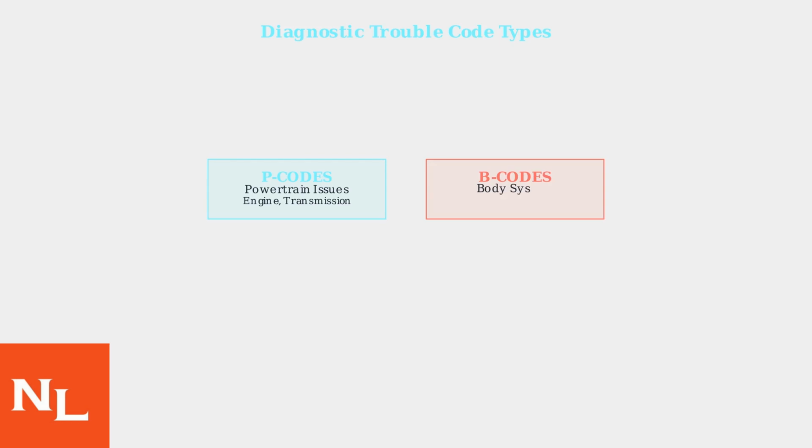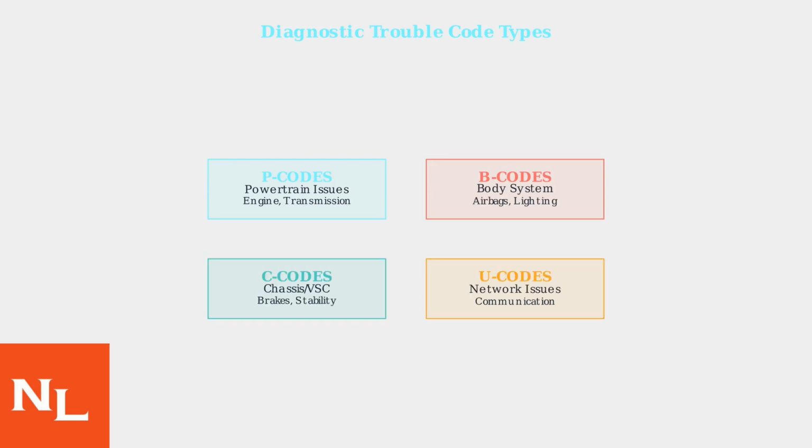Diagnostic trouble codes are categorized into four main types. P codes indicate powertrain issues like engine and transmission problems. B codes relate to body system problems. C codes indicate chassis and VSC related issues. U codes represent network communication problems between modules.